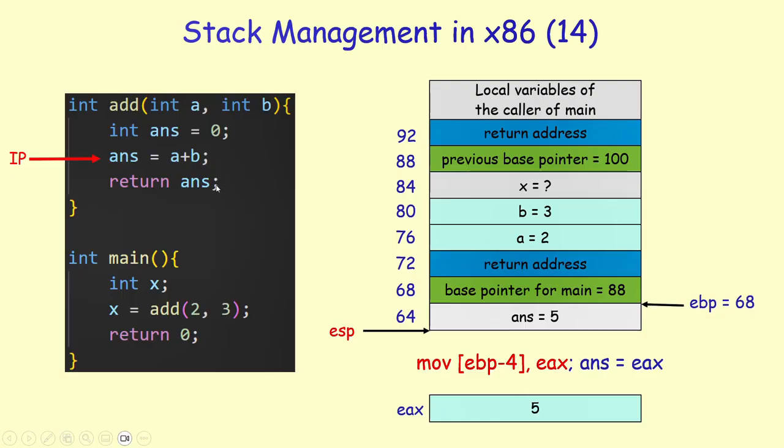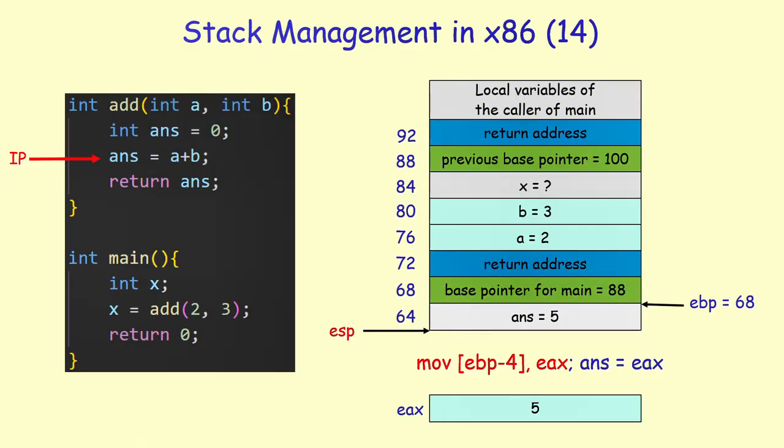In x86, 4-byte return values are returned in the EAX register, the accumulator register. So I could actually have an instruction here where I move the content of the local variable ANS back into the EAX register, but EAX register already contains the return value 5. So I'm going to omit the extra instruction to copy the value that's stored in answer ANS into the EAX.